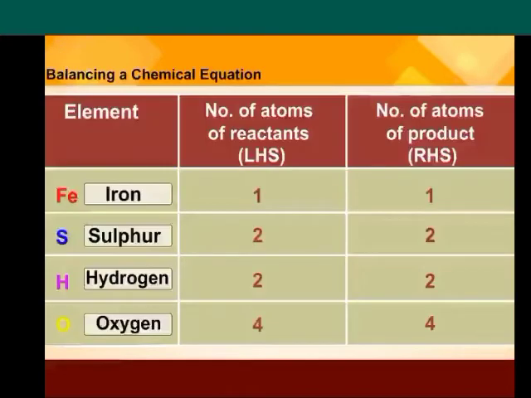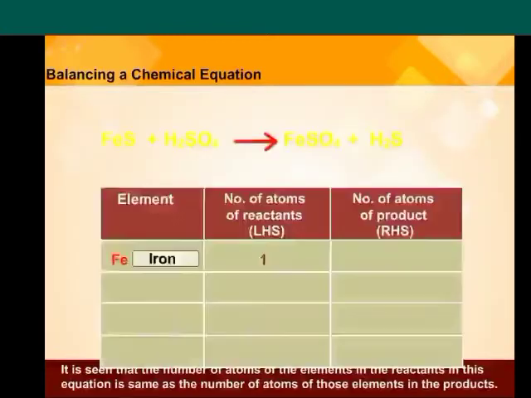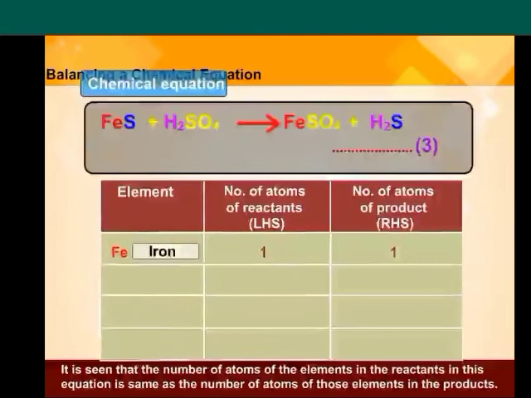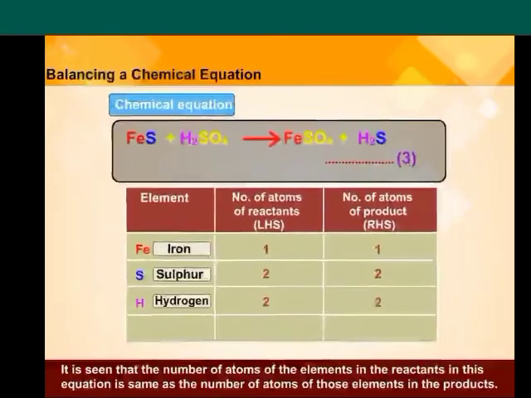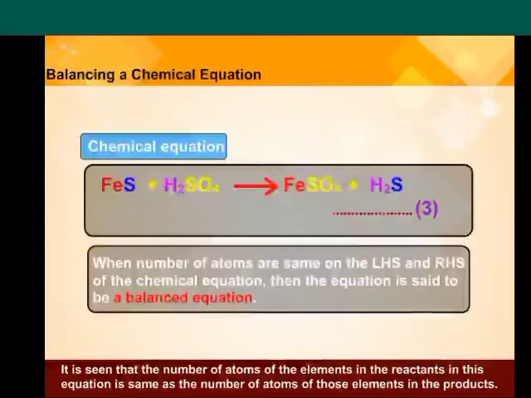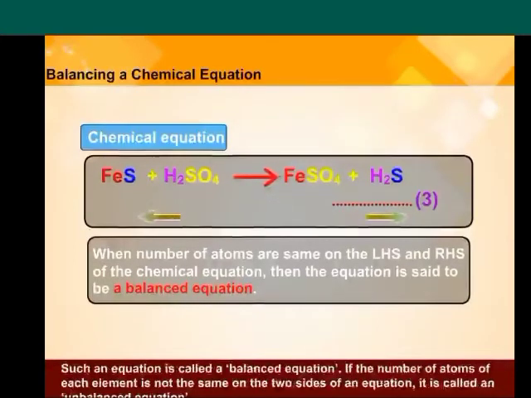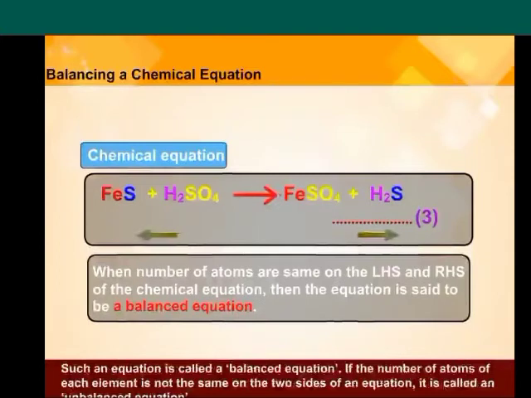Balancing a chemical equation. Complete the table aside on the basis of the equation. It is seen that the number of atoms of the elements in the reactants in this equation is the same as the number of atoms of those elements in the products. Such an equation is called a balanced equation. If the number of atoms of each element is not the same on the two sides of an equation, it is called an unbalanced equation.